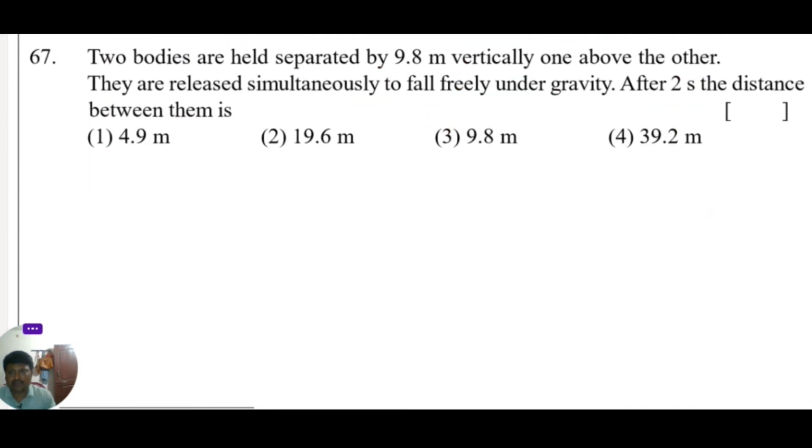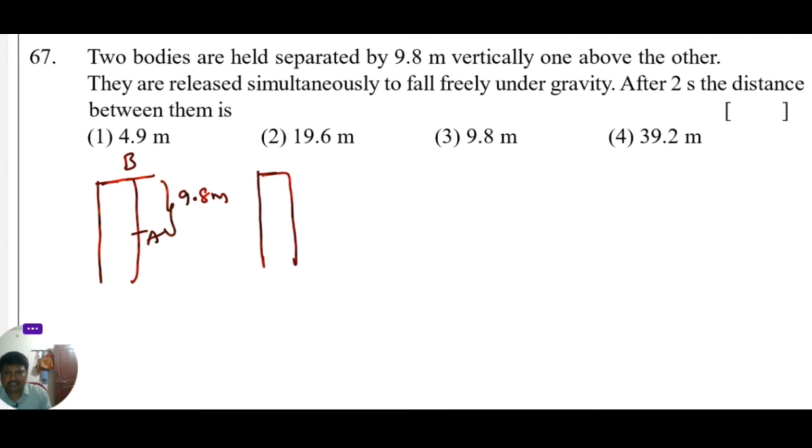67th question. Two bodies are held separated by 9.8 meter vertically, one above the other. Right, my dear children, vertically one above the other. Suppose A body is here and B body is here. Their separation is 9.8 meter vertically. They are released simultaneously to fall freely under gravity. After 2 seconds, the distance between them, they fall freely.